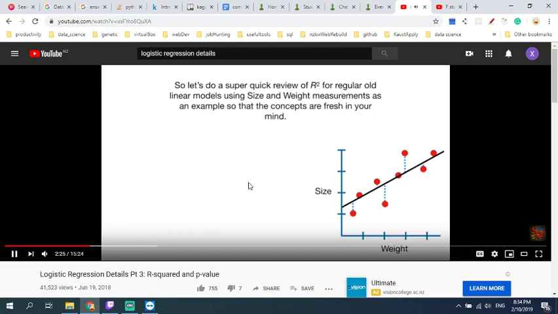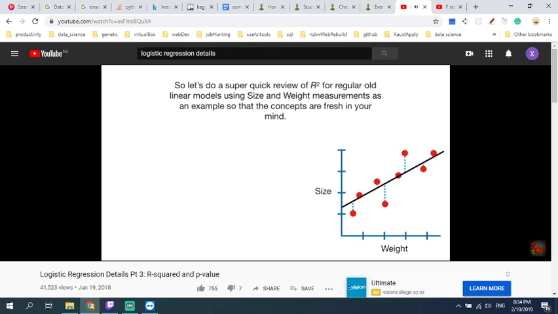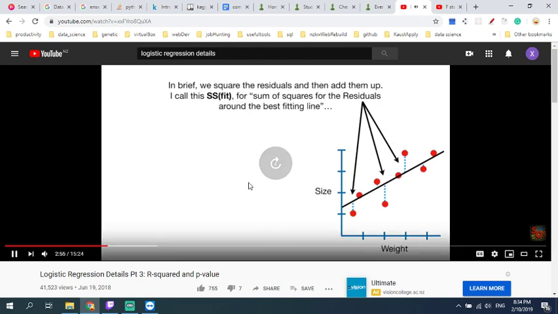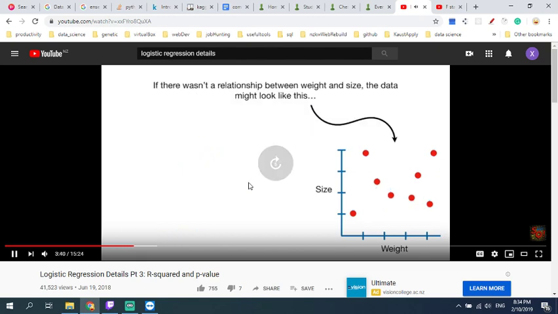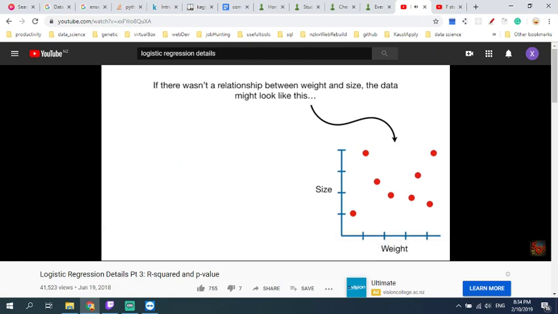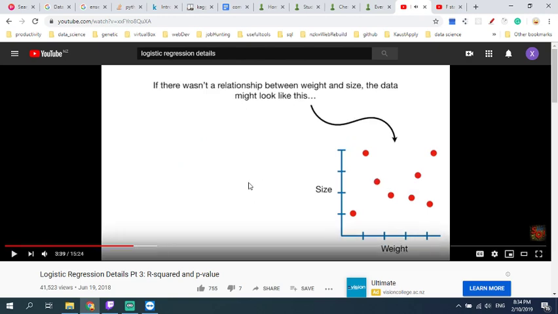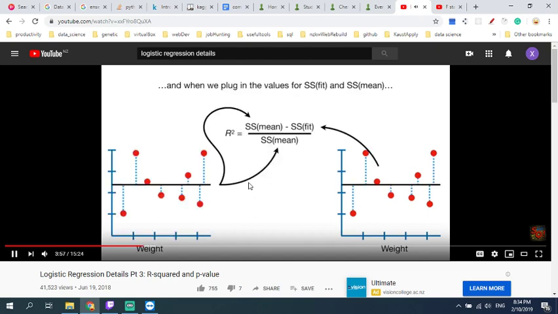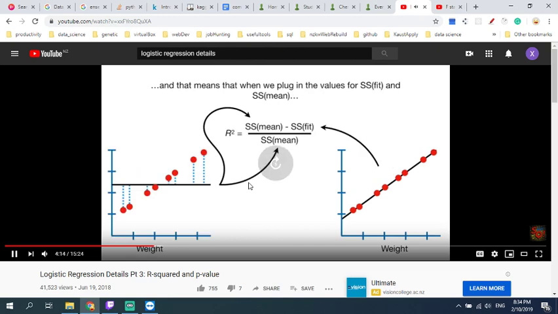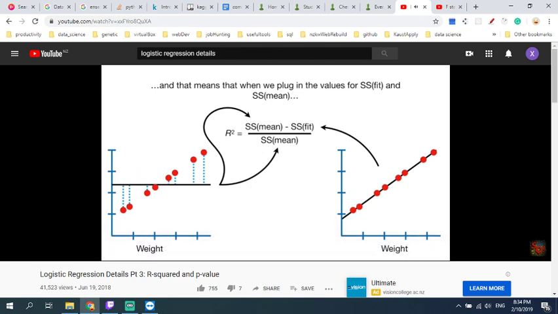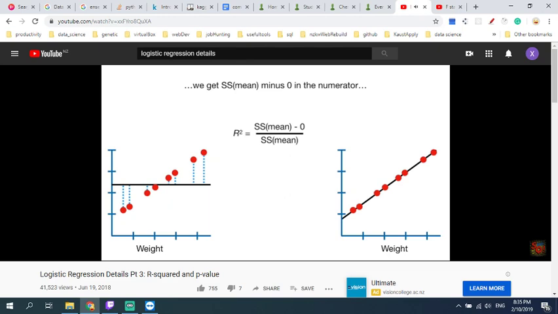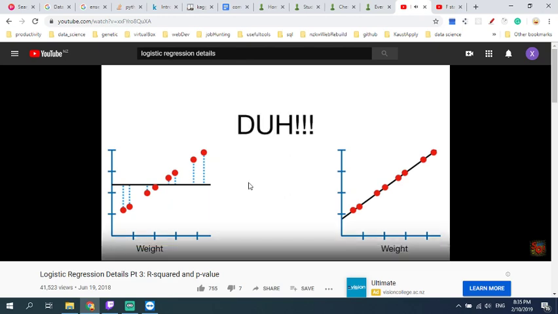So let's do a super quick review of R squared. R squared compares a measure of a good fit to a measure of a bad fit. If there isn't a relationship between weight and size, the data might look like this. There wasn't a relationship, so the best fit line is the mean, and R squared equals 0, and SS fit equals 0. That means when we plug in the values for SS fit and SS mean, we get SS mean minus 0 in the numerator. But when the fit is perfect, R squared equals 1. Duh.